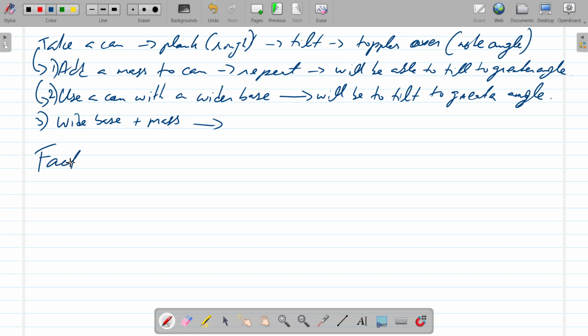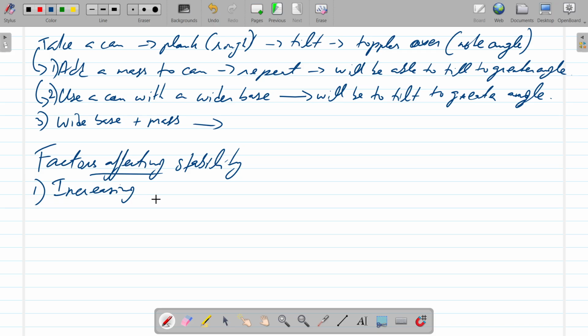Factors affecting stability. One is increasing the area of its base. And two, lowering its center of gravity. Now, why is it saying lowering? I didn't highlight that in the experiment.